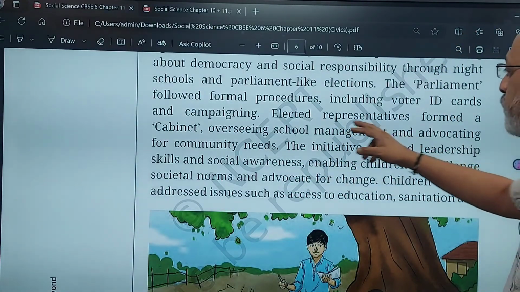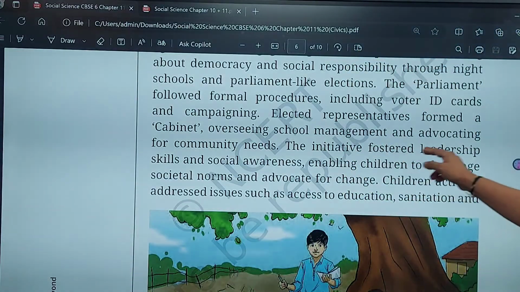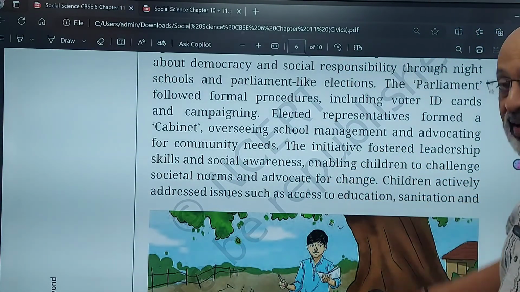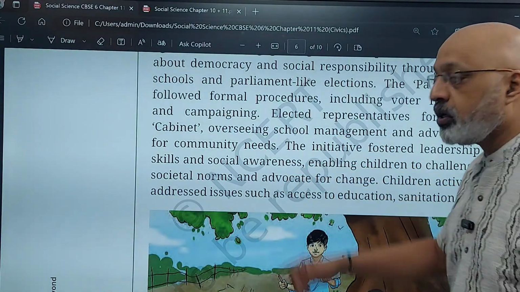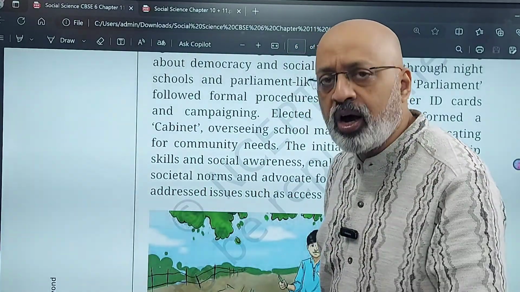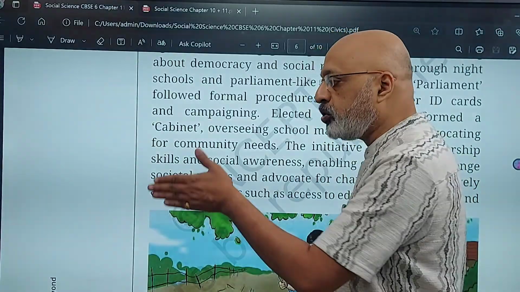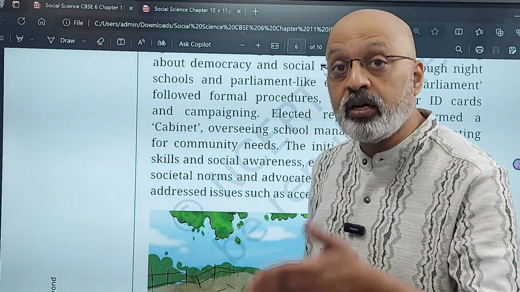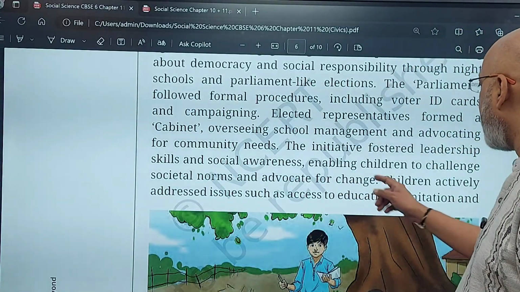Overseeing school management and advocating for community needs, that is, everybody should be involved. The initiative fostered leadership skills and social awareness, so that they learn to become leaders, enabling children to challenge societal norms. You decide that child labor we cannot allow in our village. Ours should be a child labor free village. We cannot allow child marriage. Ours should be a child marriage free village, right? So you make a point like that and advocate for change.